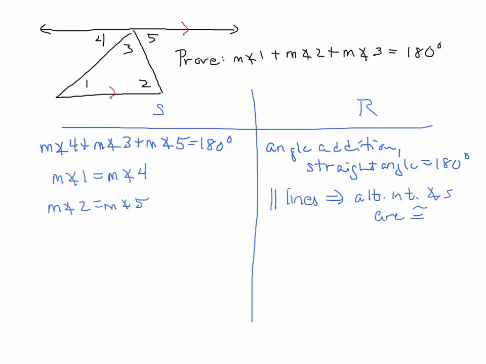And now finally, what we're going to do is say that since 4 and 1 are interchangeable and 2 and 5 are interchangeable, then angles 4, 3, and 5 adding to 180 degrees is the same as angles 1, 3, and 2 adding up to 180 degrees. So we're substituting here. We're going to write the original line again, but we're going to substitute 1 for 4 and 2 for 5. So here we go. The measure of angle 1 plus the measure of angle 3 plus the measure of angle 2 equals 180 degrees. And here we were using substitution.